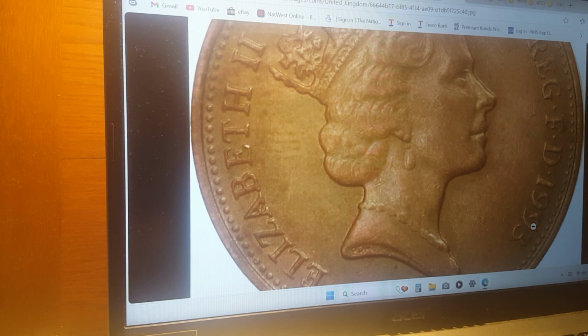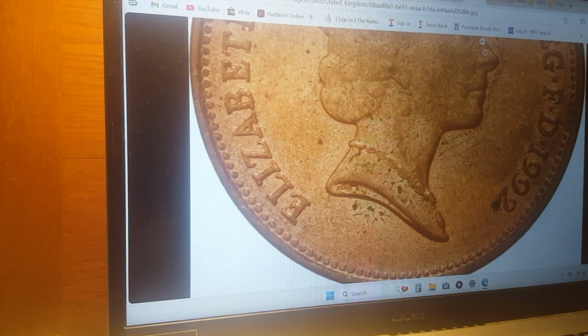So all I'm thinking is somewhere along the line, if these are being pumped out at a rapid rate of knots, I reckon you could end up with a 6 as a 9 and a 9 as a 6. So there's a good one.